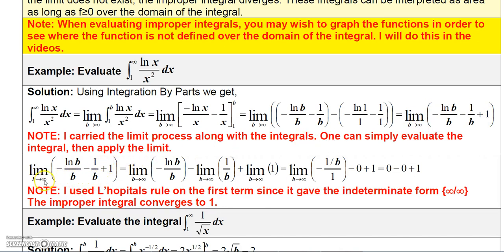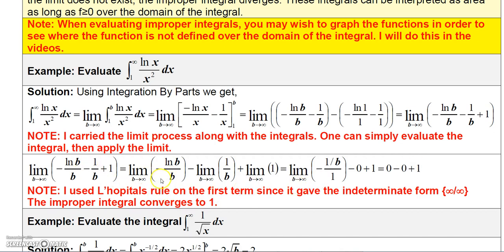So if I take the limit of this as b approaches infinity, I'm going to take the limit of each term. I'm going to take the limit of the first term minus the limit of the second term plus the limit of 1. Let me go ahead and tell you the second and third term. If you have 1 over b as b goes to infinity, 1 over b goes to 0. And the limit of 1 as b goes to infinity is just 1. So the second term is just minus 0, and the third term is 1.